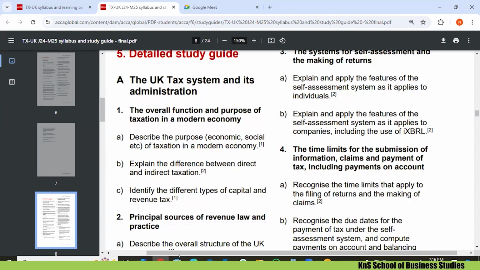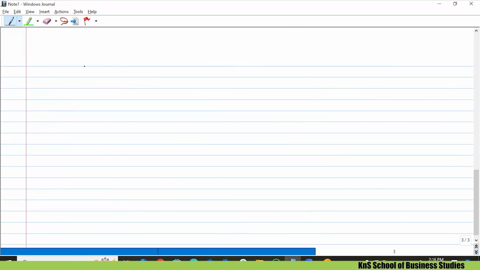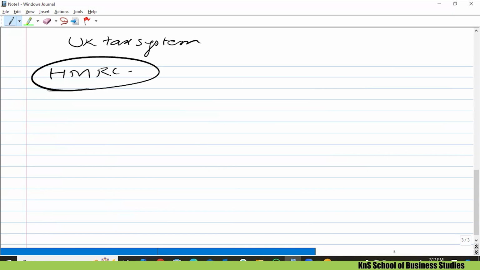Okay, introducing you towards the UK tax system: how it started and how it is administered. There is one body named HMRC. When the Queen used to be alive, it was Her Majesty's Revenue and Customs. Now Prince Charles is there, so it's His Majesty's Revenue and Customs.